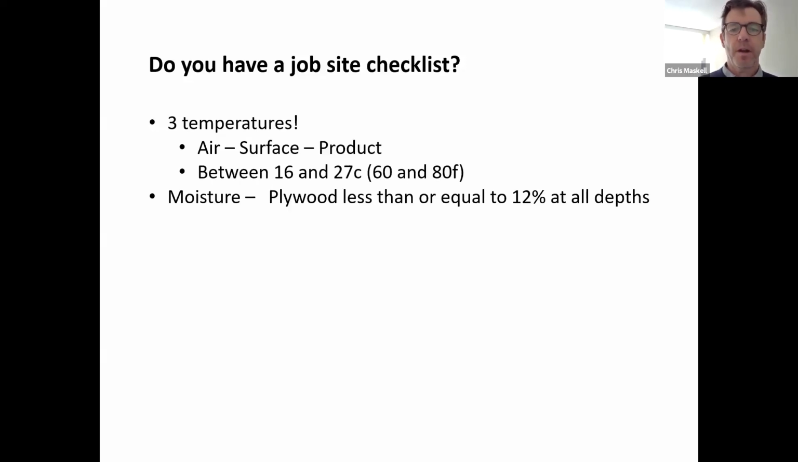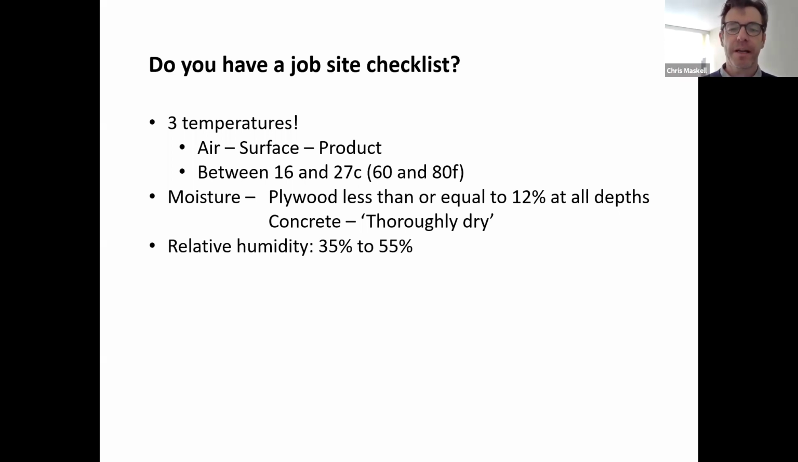Moisture, as we discussed, plywood should be no more than 12% at all depths. Concrete, thoroughly dry. I don't have time to get into what thoroughly dry means, apart from the fact that it is not what the general contractor thinks of as dry, that's for sure. But again, questions around that, call us, we'll fill you in later.